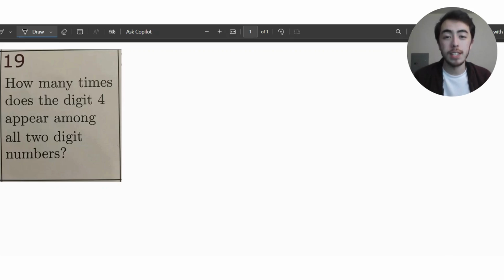Today is February 19th, and we got problem number 50 from this Daily Epsilon calendar. All right, let's do it together. How many times does a digit 4 appear among all two-digit numbers?